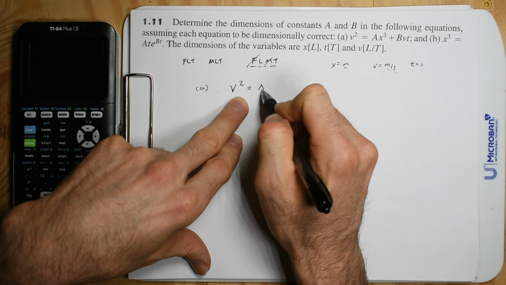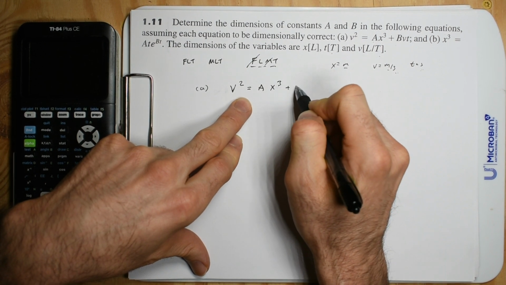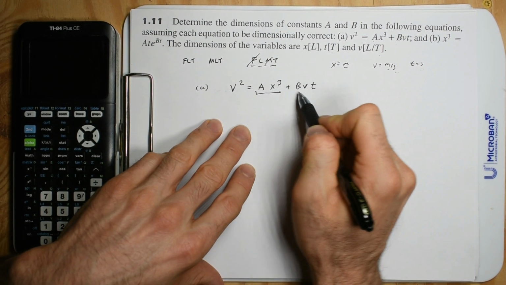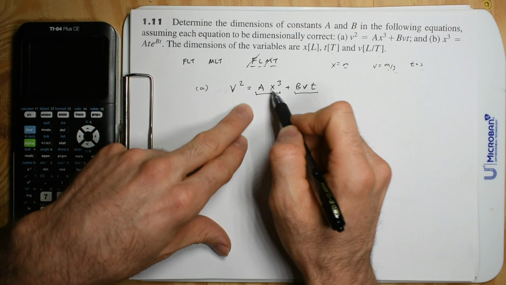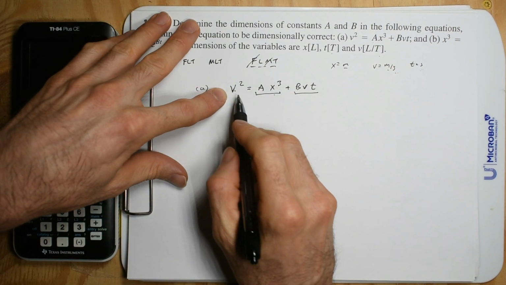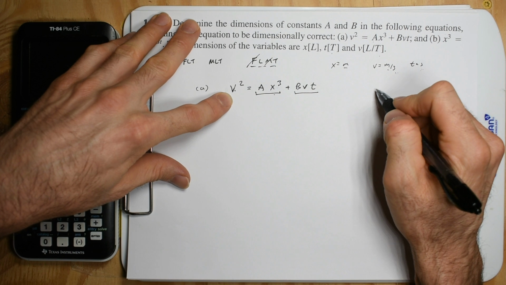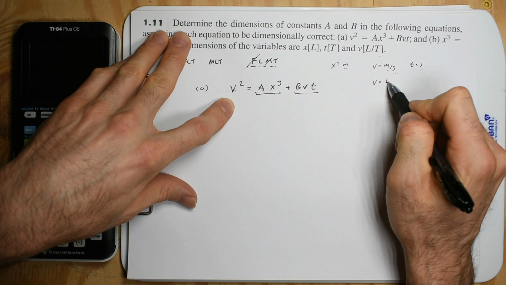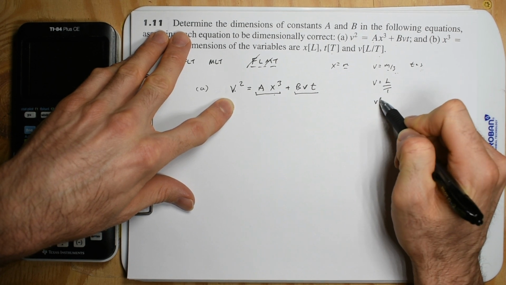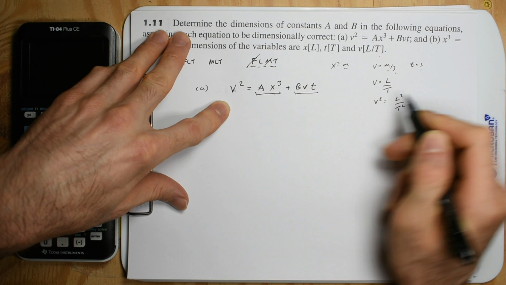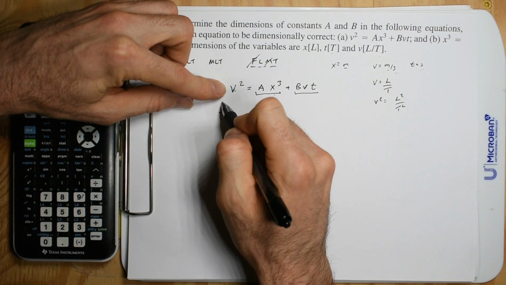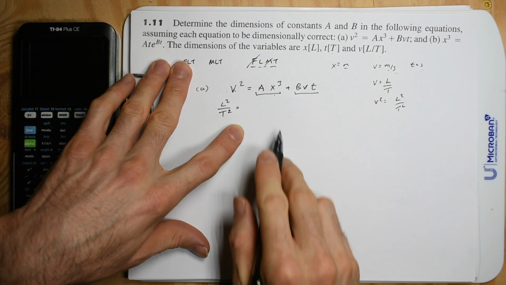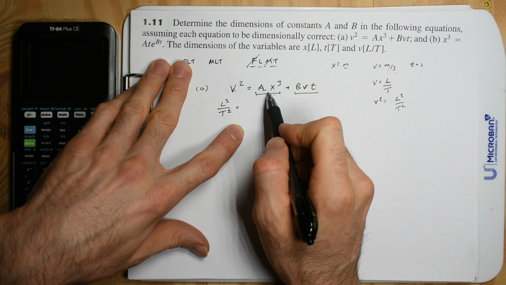So anyway, we got ax cubed plus bvt. Now the cool thing about this is if we're adding these components, they have to be the same units as this. So already we know what the units of this are, because v is equal to length over time, and v squared is L squared over T squared. So on this side of the equation we have L squared over T squared. And so we can do the first one right off the bat.